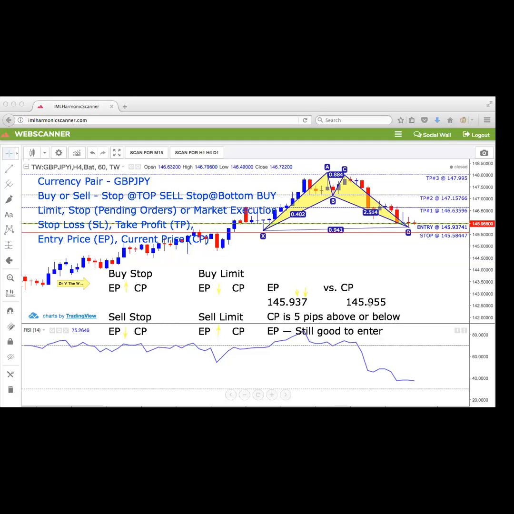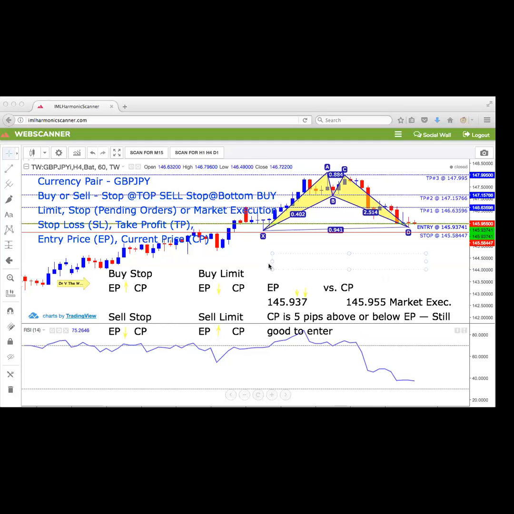But let's say that this is a market execution. Let me write that out. Another term for market execution is instant execution. So either way, that's what that is, right?